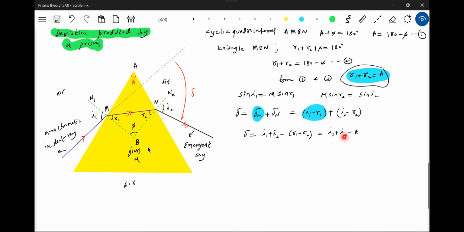So this I2 we will eliminate. I1 I will be knowing, at what angle the ray is incident on the prism. This I2 has to be eliminated here. So for that, what happened? We will take help of some mathematics here. First we will start with mu sine R2 is equal to sine I2.